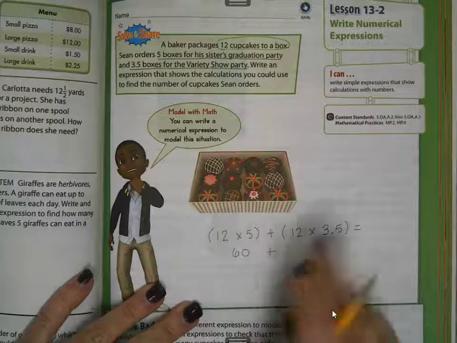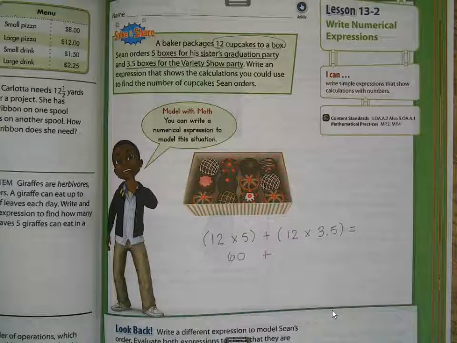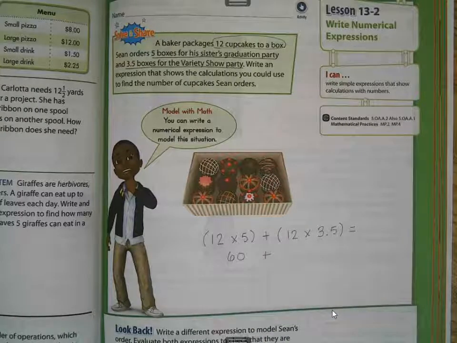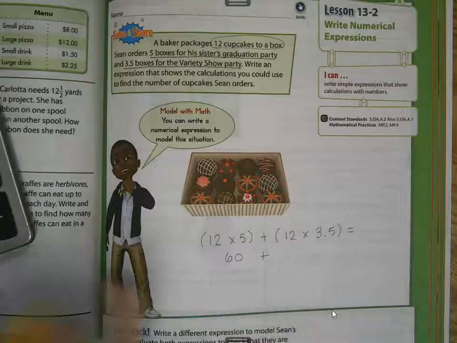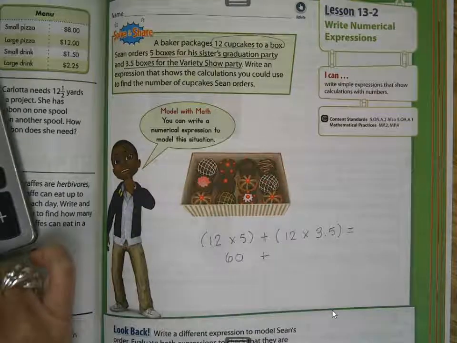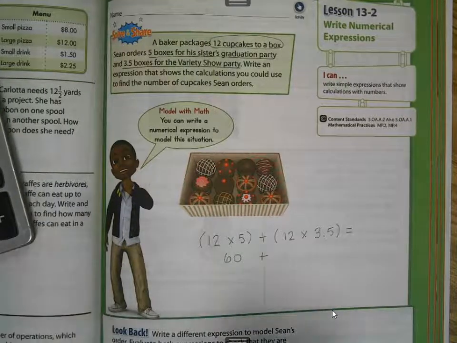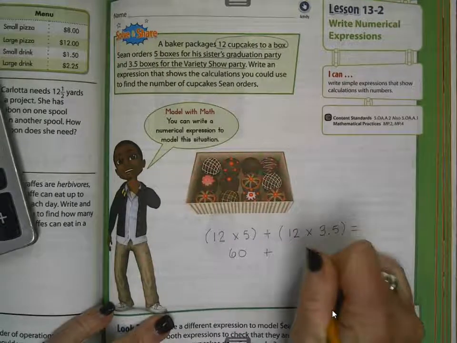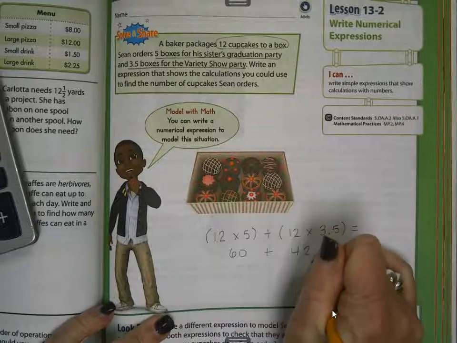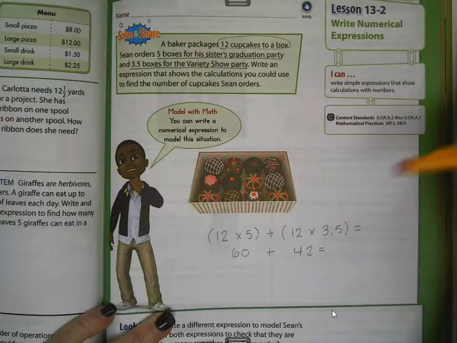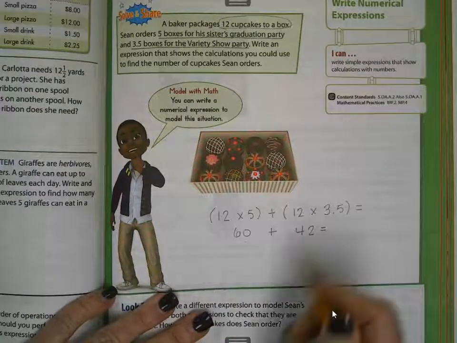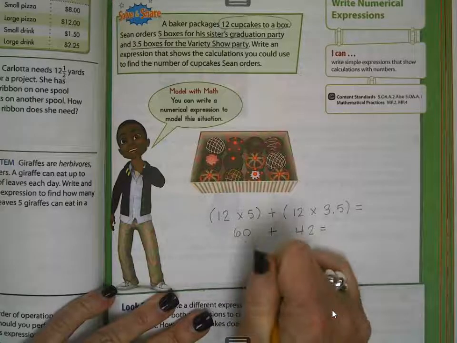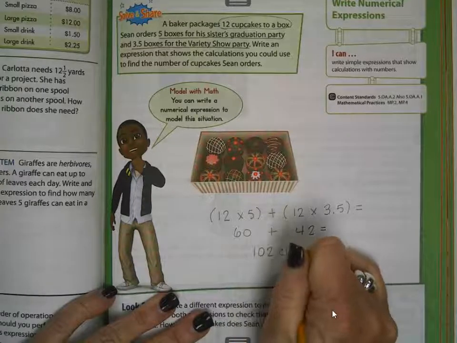All right. I have not taught you how to multiply yet, so if you want to grab your calculator, and don't forget, you're writing this in your book with me, so if you need to pause me at any time, you can. 12 times 3 5/10, I get 42. All right, so to find the total number of cupcakes, 60 and 40 is 100. And 2 more would be 102 cupcakes.